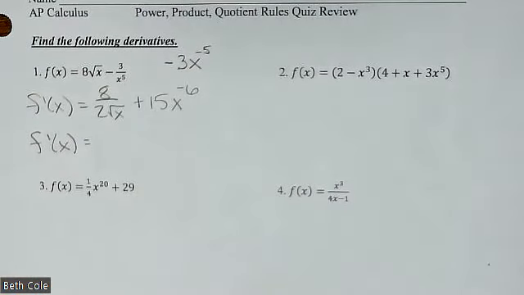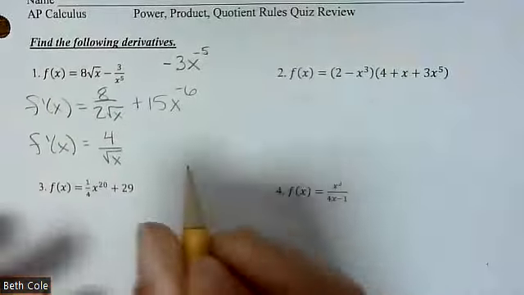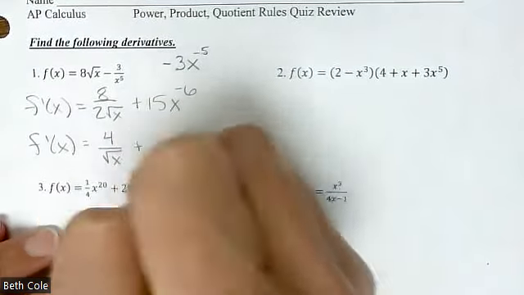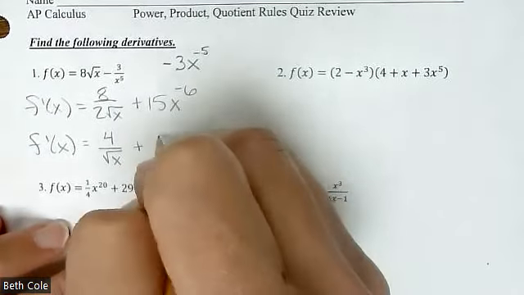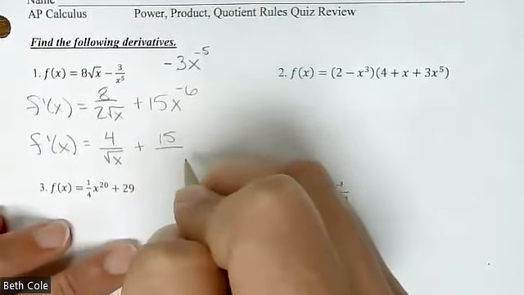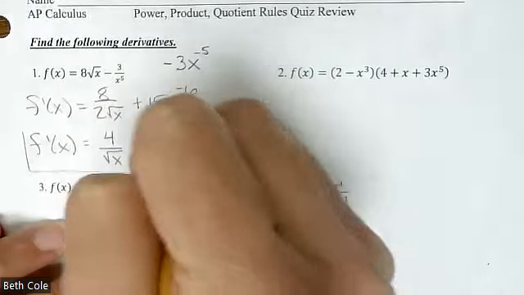So you can reduce the first term. 8 over 2 is 4. And then how would you rewrite this second one? Yeah, 15 on the top, good. X to the 6th on the bottom. Cool.